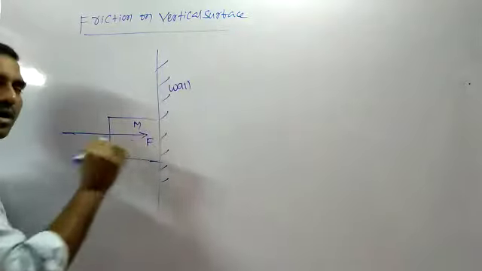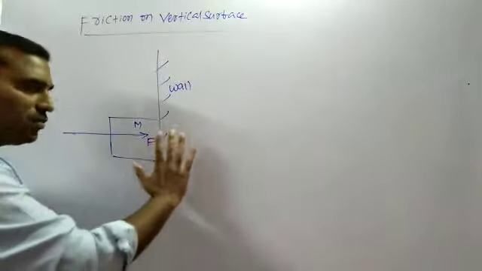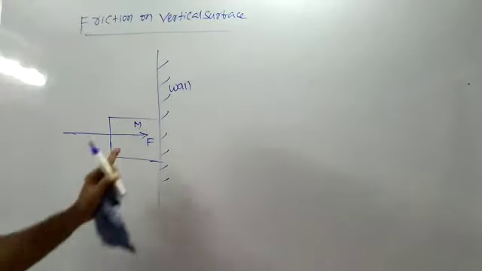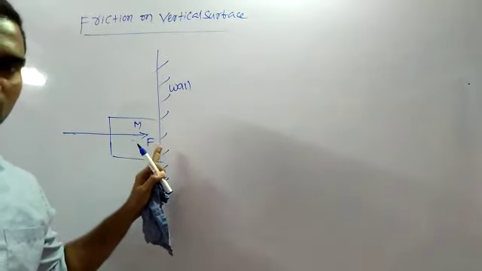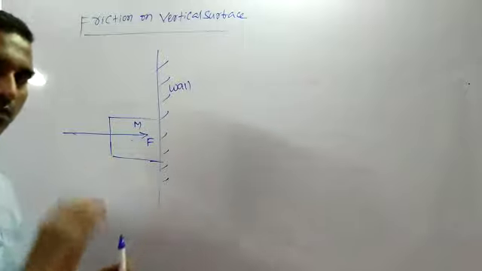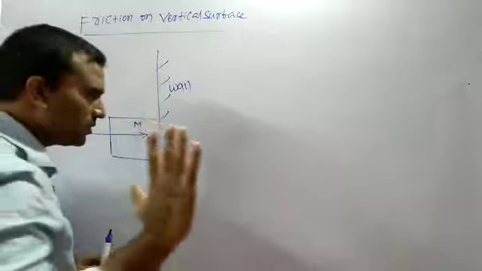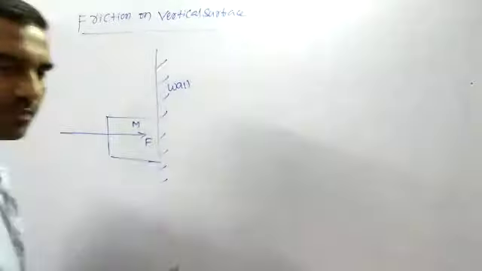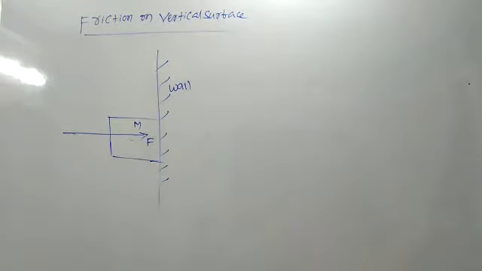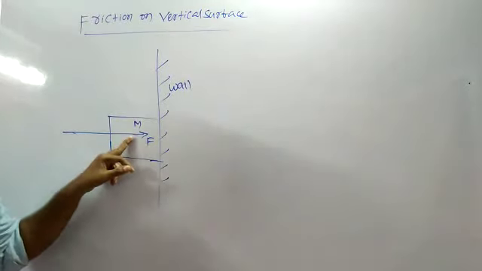A block is pressed against a vertical wall by applying a horizontal force F. It is a wall, and the block is pressed against the vertical wall like this. We are applying a horizontal force.